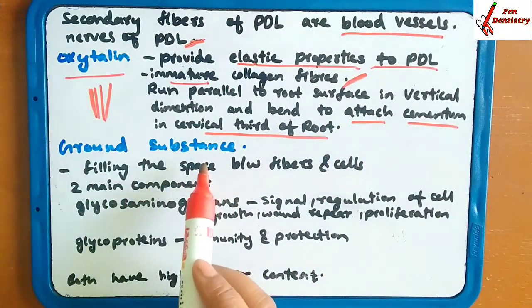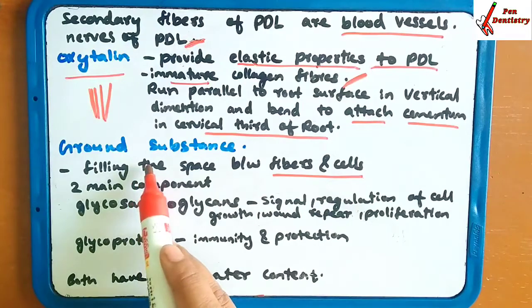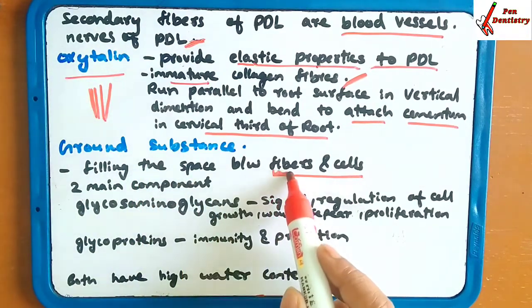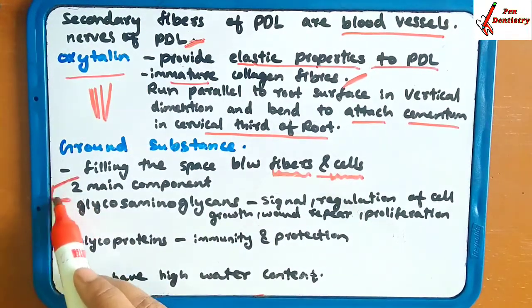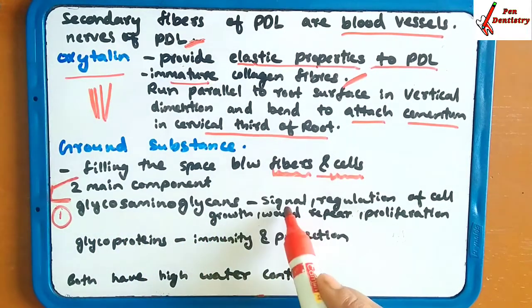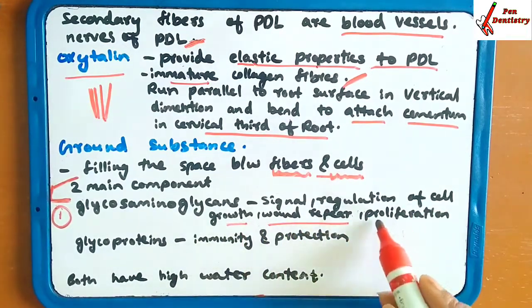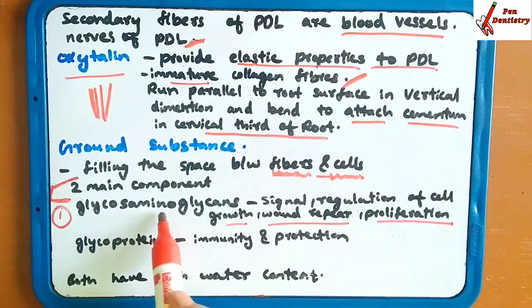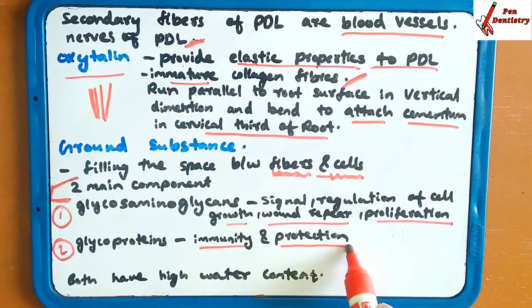The ground substances fill the space between fibers and the cells. What does ground substance do? It fills the space between the fibers as well as the cells. The two main components of ground substance are, first, glycosaminoglycan. It provides signals to the cell for regulation of cell growth, wound repair and proliferation. Second is glycoprotein. It provides immunity and protection to the cells. They both have a high content of water inside themselves.